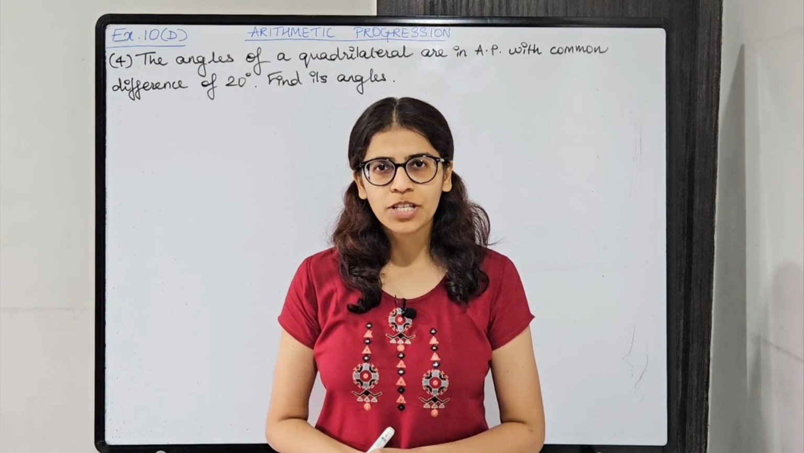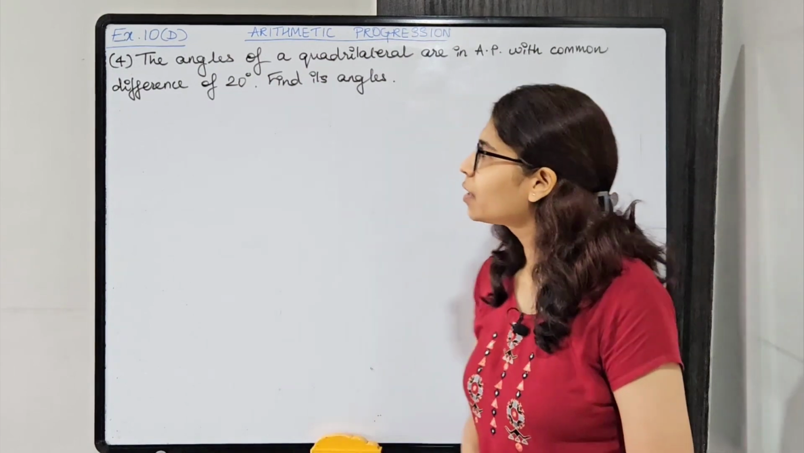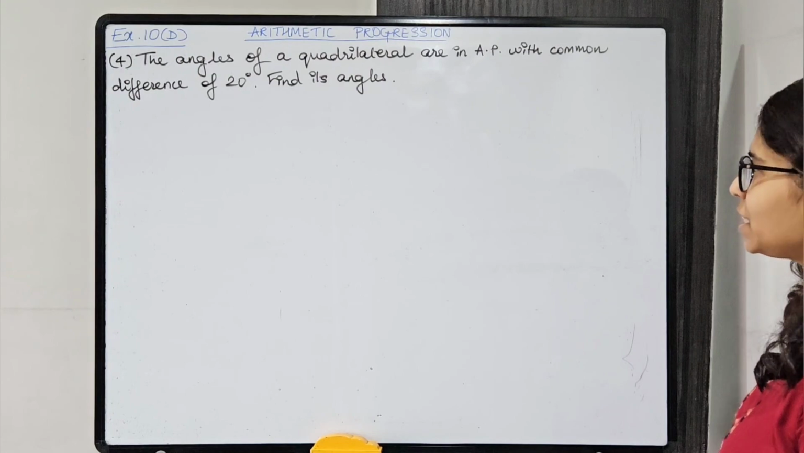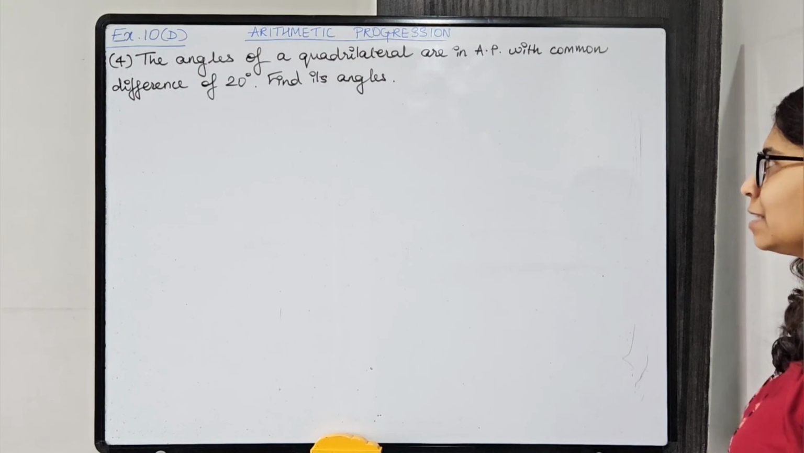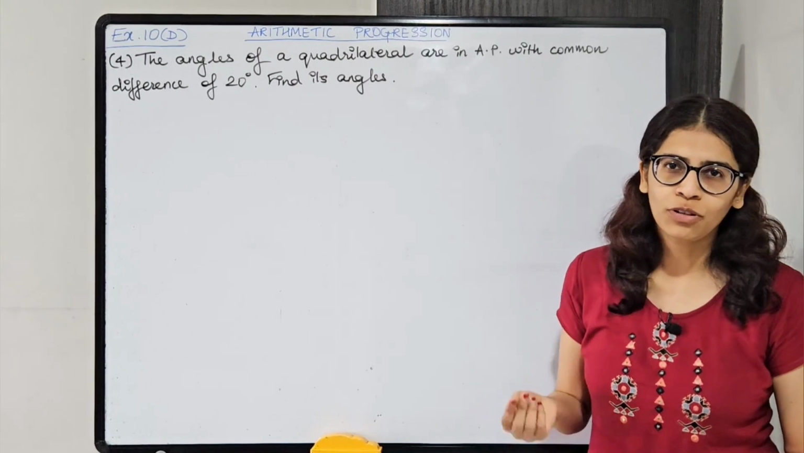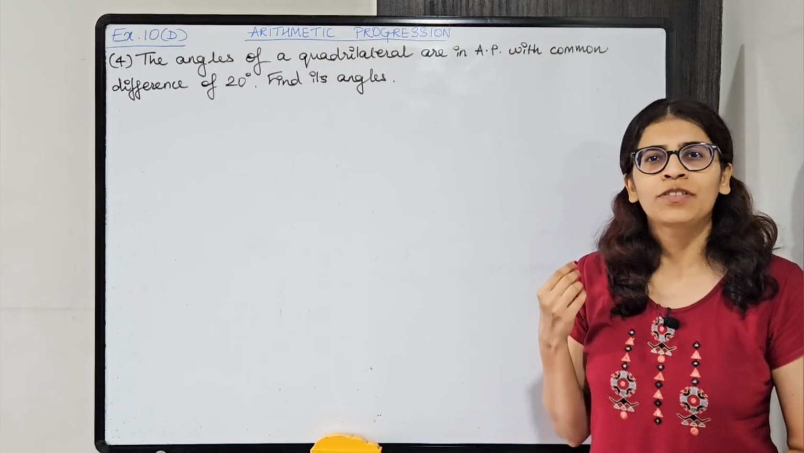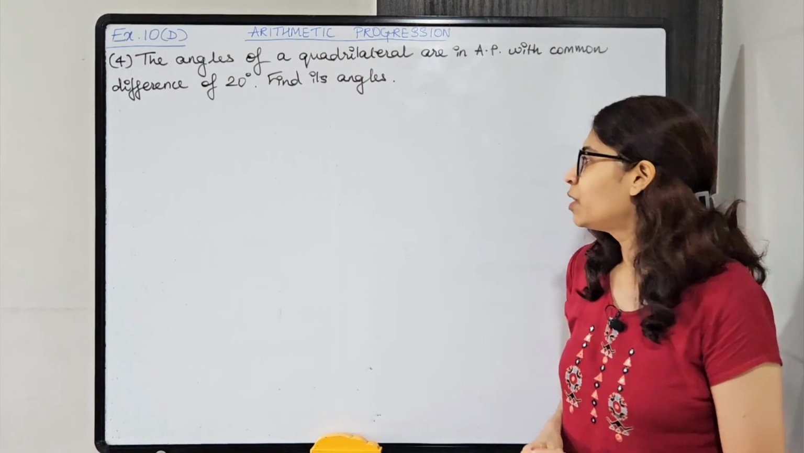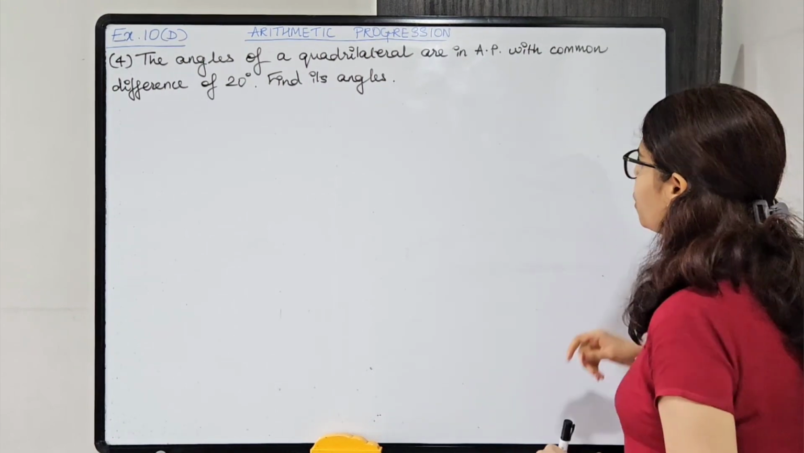Moving on to the next question, question number 4. The angles of a quadrilateral are in AP with common difference of 20 degrees. Find its angles. It's a very easy question and there are two ways of solving. I'll show you both the methods. Whichever you find easy, you can use that method. So I'll draw a quadrilateral for reference.